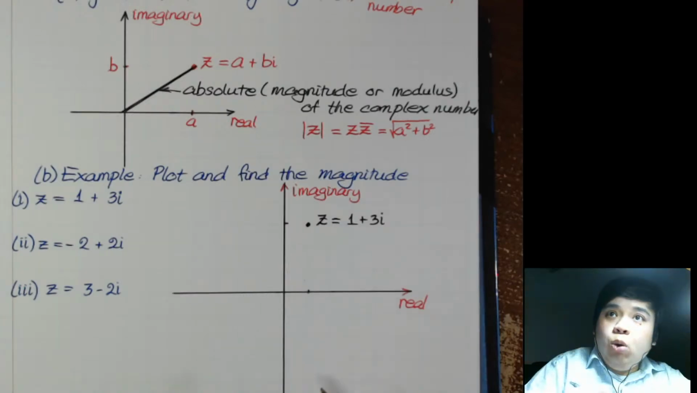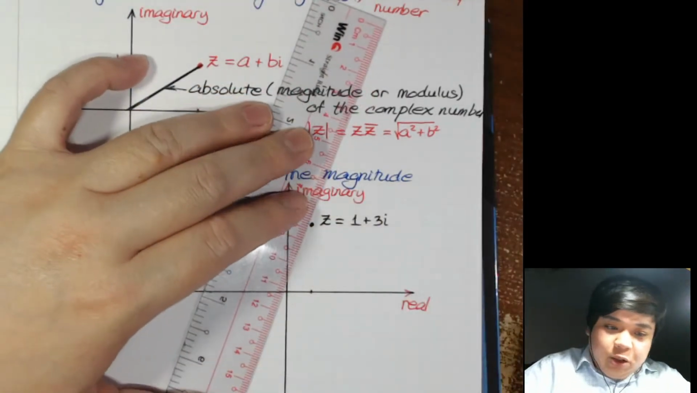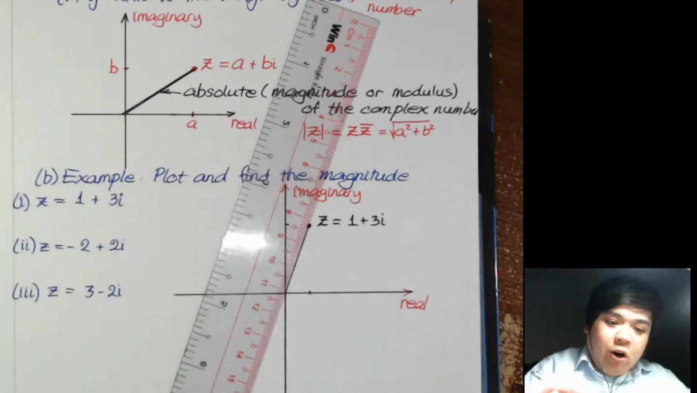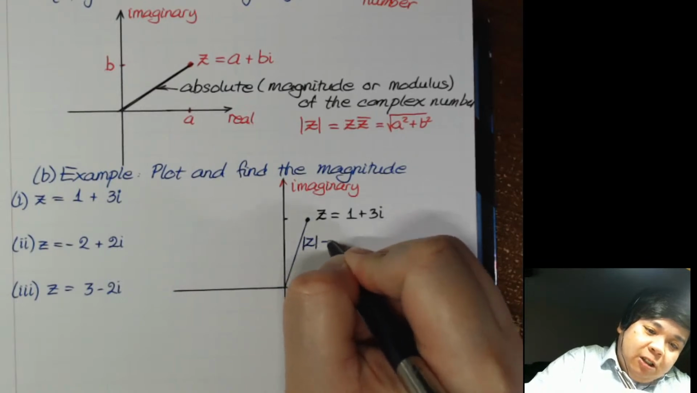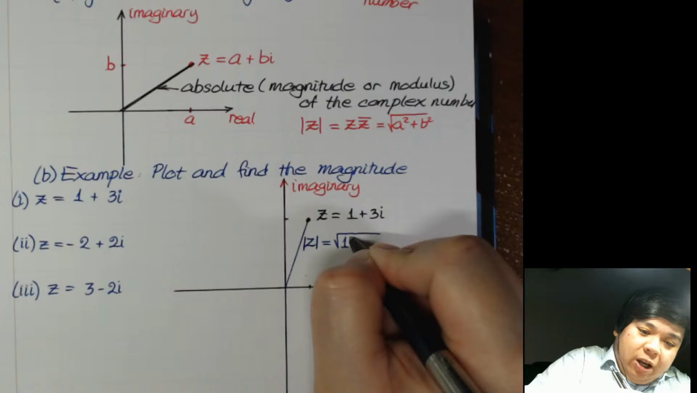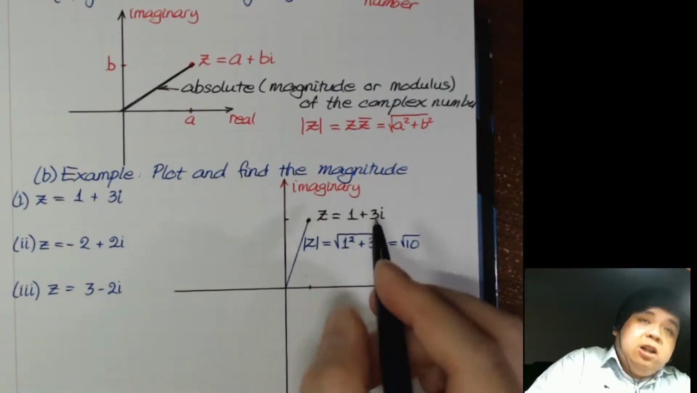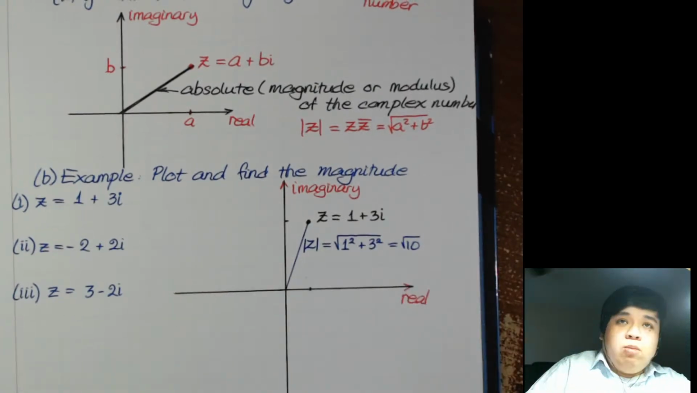Next, we find the magnitude. The magnitude is pretty much the distance from z to the origin. So this is the magnitude, or the absolute value of z. It's just the square root of 1 squared plus 3 squared, square root of 10. So that is the point, and that is the corresponding absolute value.